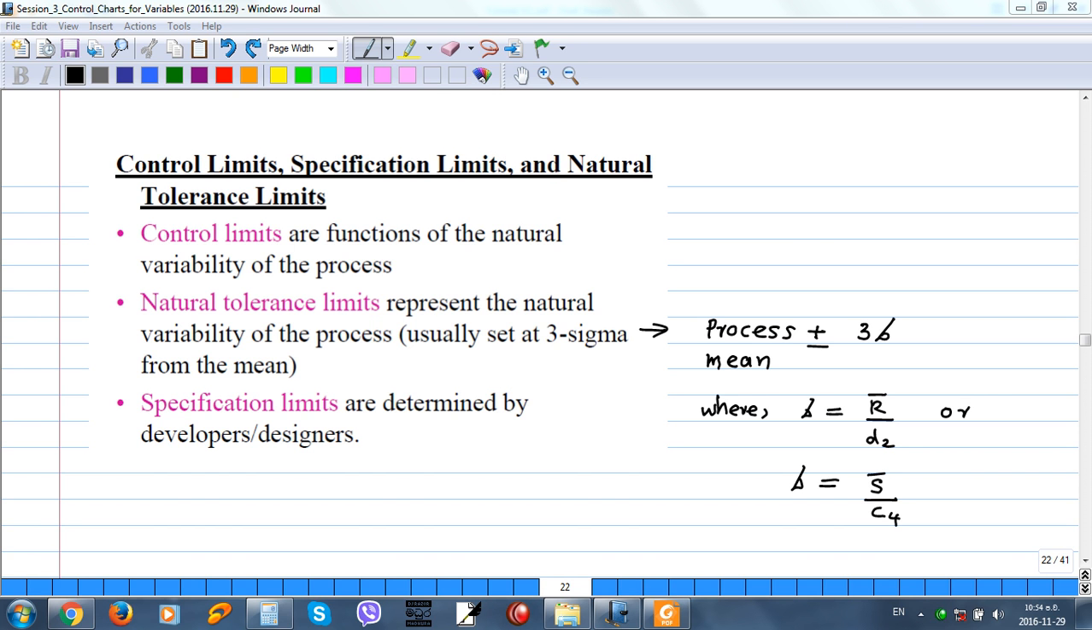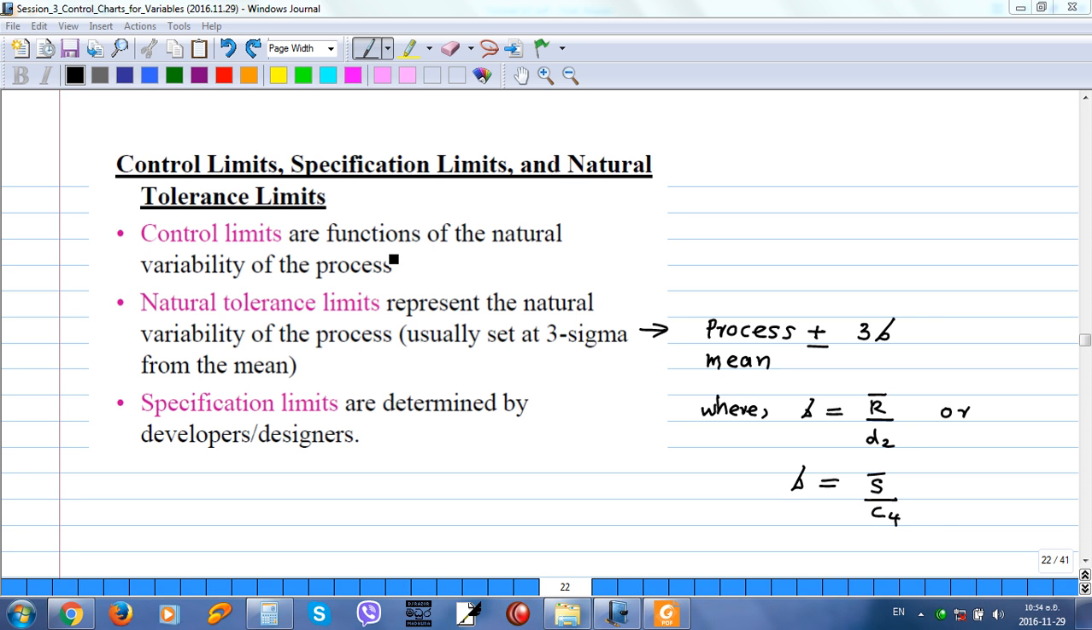STA 3532 Statistical Quality Control, Lesson 3: Control Charts for Variables, Part 2. In the previous part of the lesson we discussed how to write the control limits for the X bar charts, R chart and S chart. Now we discuss further control limits, specification limits and the natural tolerance limits.